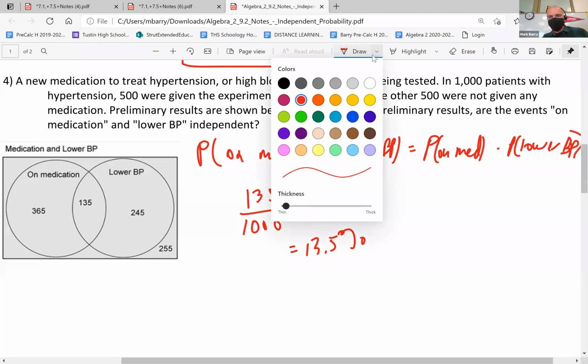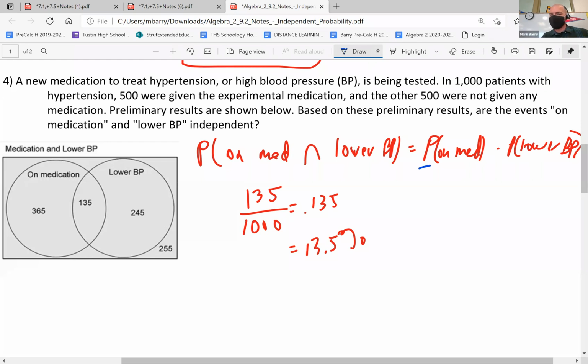All right, so now let's do this side. I'll go ahead and do this side in blue just to differentiate here. So now we need to do this separately, and let's forget about the left side now. Forget about that 13.5%. I'm just going to put it off to the side. We'll talk about it later. On the right side, what is the probability that someone in this whole group is on medication?